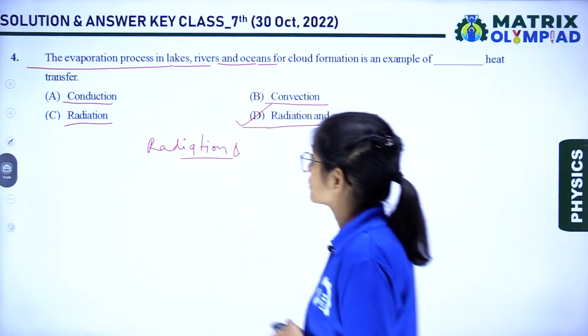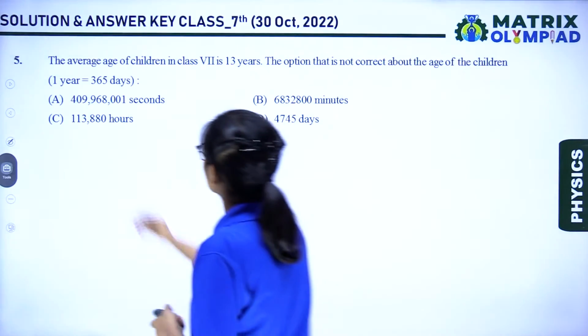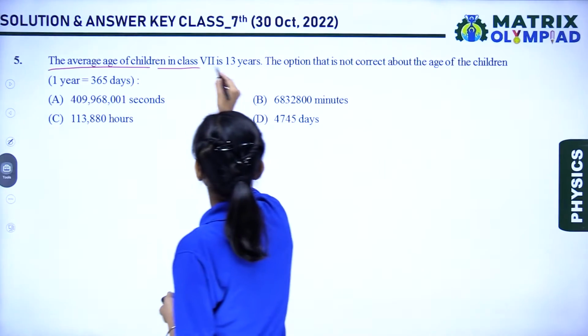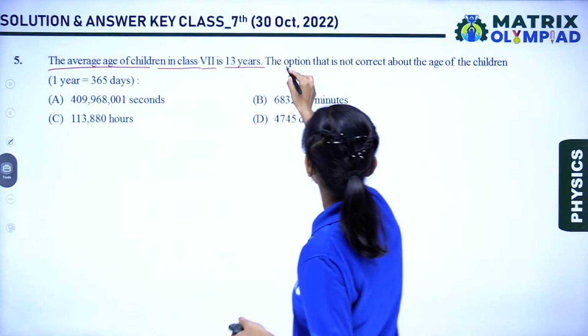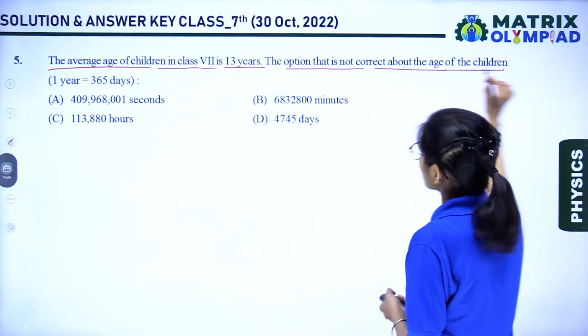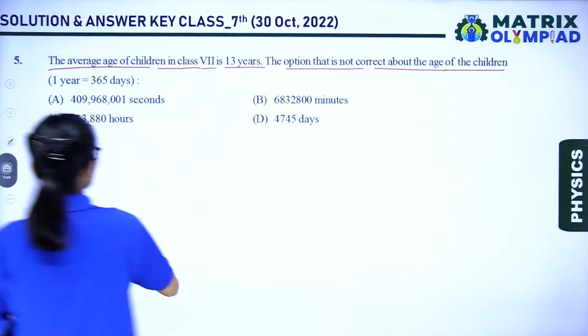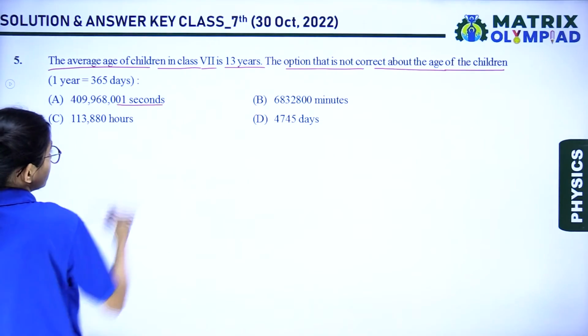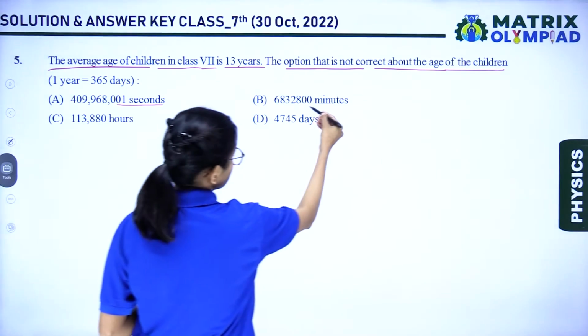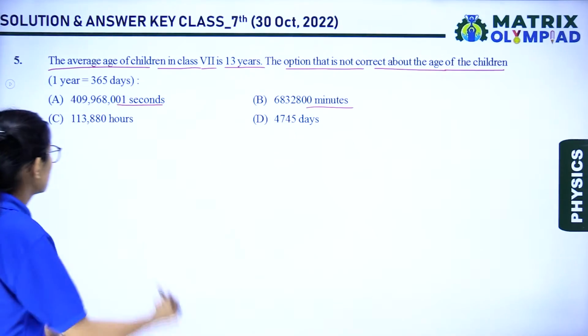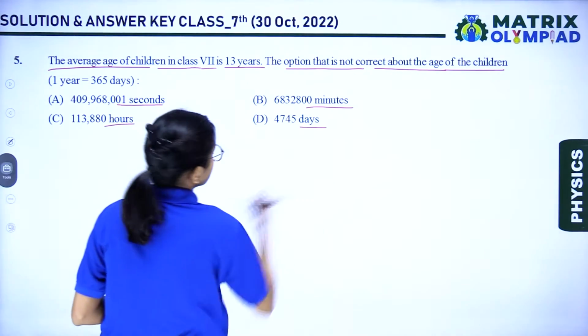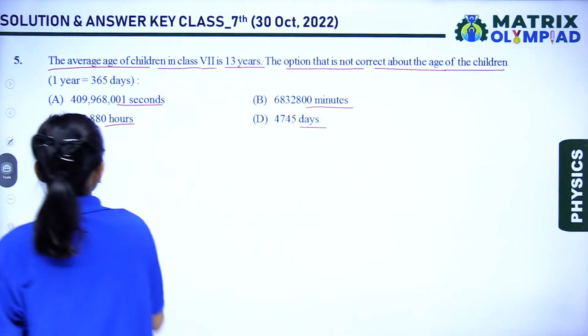Now come to question number 5. The average age of children in class 7th is 13 years. Which option is not correct about the age of children? Option A is calculated in seconds, and option B is calculated in minutes, hours and then days. One by one we will see.